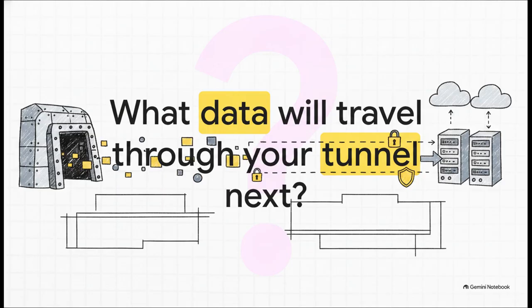And that brings us to the end of our explainer. You have the blueprint, and you now know exactly how to build the armored tunnel. So I'll leave you with this question to ponder about your own infrastructure. Now that you have the ultimate secure pipeline, what data will you trust to travel through it next?